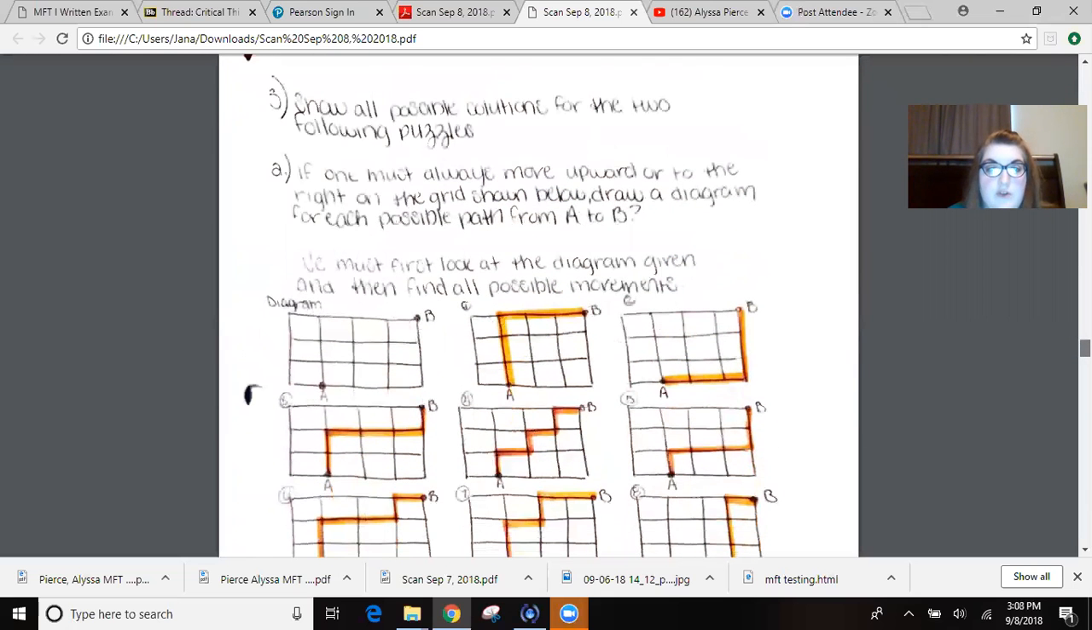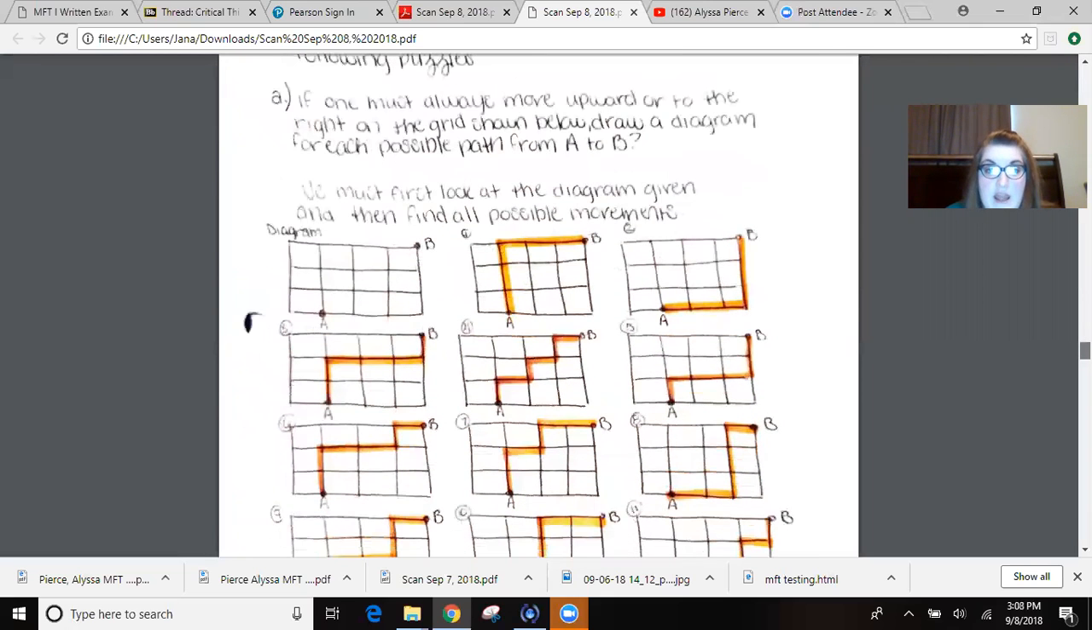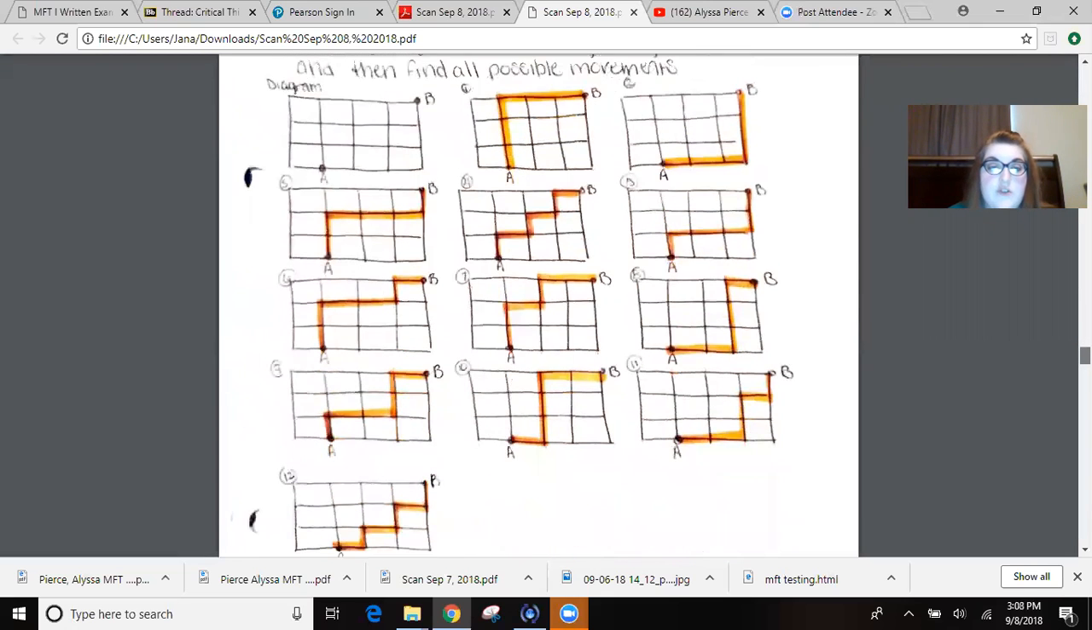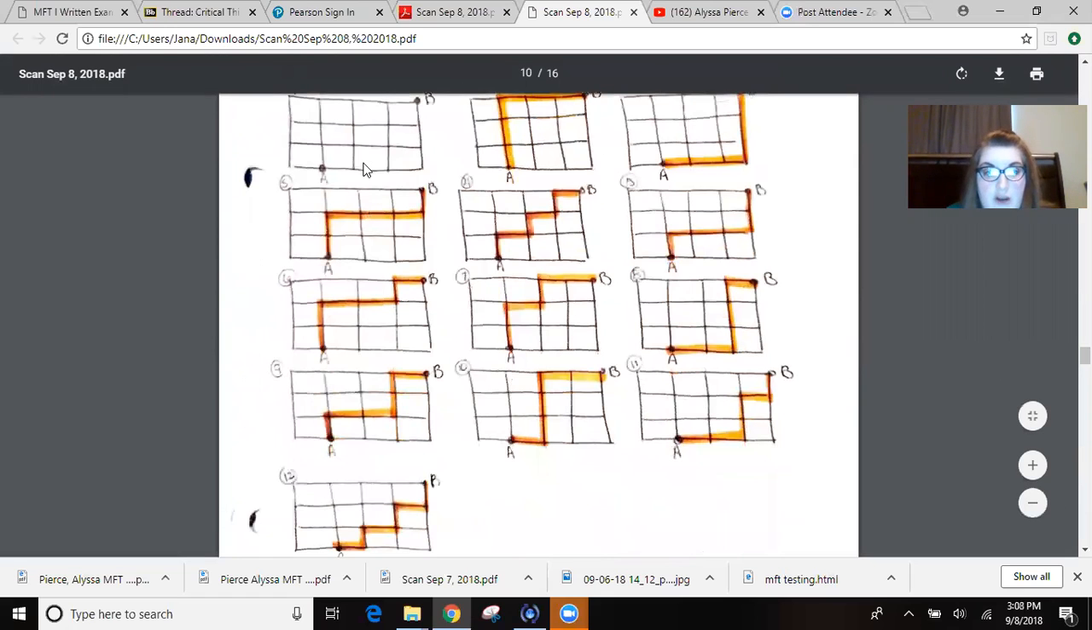For number 3, we're supposed to show all possible solutions for the 2 following puzzles. For A, if one must always move upward or to the right, on the grid shown below, draw a diagram for each possible path from A to B. So I started at the upper left with the original diagram, and there's A, and there's B. Each of these highlighted paths shows each path you can take from A to B.